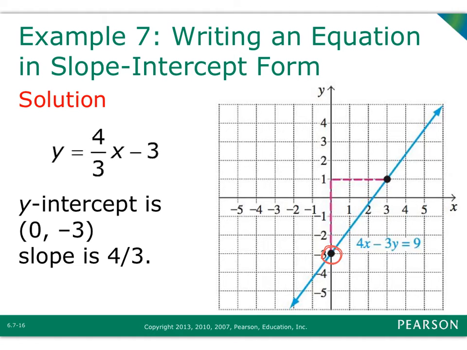And now the slope is 4/3, which means we go up 4, 1, 2, 3, 4, right? So there's 4 units up, and now we go over 3 units this way, and we get our next point. The next point on the line, obviously, is 3, 1. Notice that this point also solves the equation: if we put 3 in for x, we're going to get 1 for y.